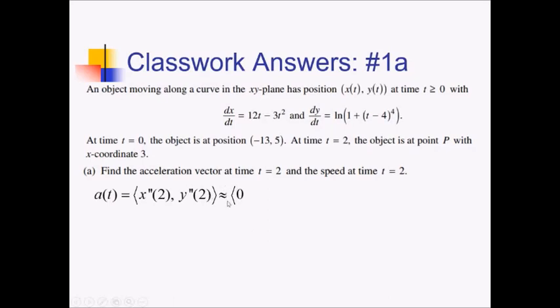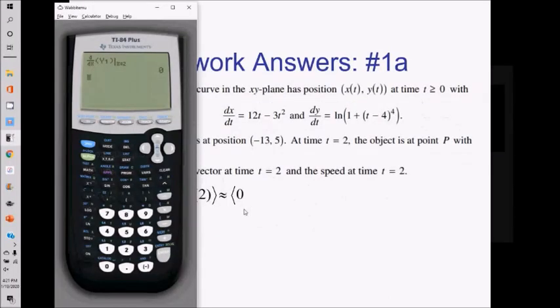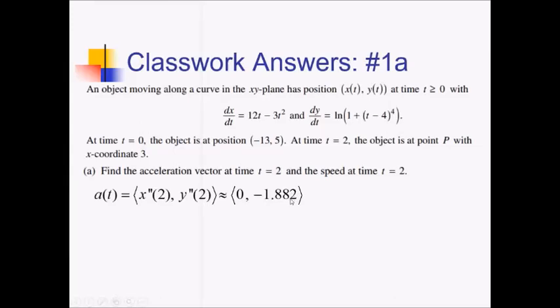Let's do y double prime of 2 now. So to do that, it's actually a pretty quick process. Let me just steal my input from earlier. And this is exactly what I need, except I don't want y1. Now I want to do alpha trace y2 because that's where I stored y prime. So this is y double prime now that I'm taking at 2. And that's going to be negative 1.882. So there's the other half of our acceleration vector.